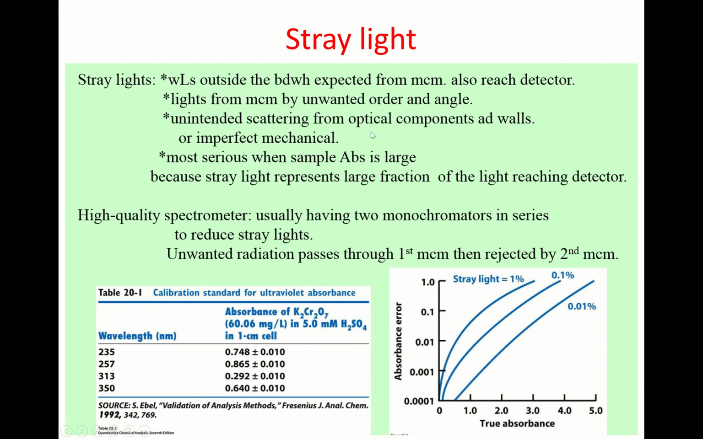You also have to be concerned about the stray light in the spectrometer. There is a light source inside the spectrophotometer, and inside the photometer there is light that is usually called stray light. Stray light is light with wavelengths outside the bandwidth expected for measurement, which also reaches the detector and causes errors in analysis.